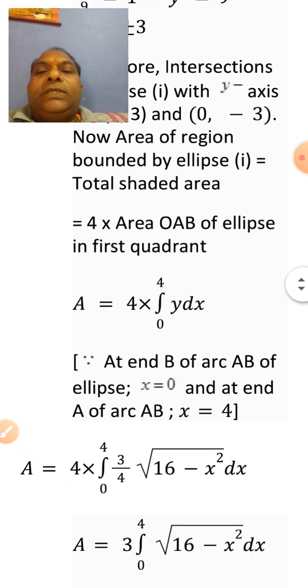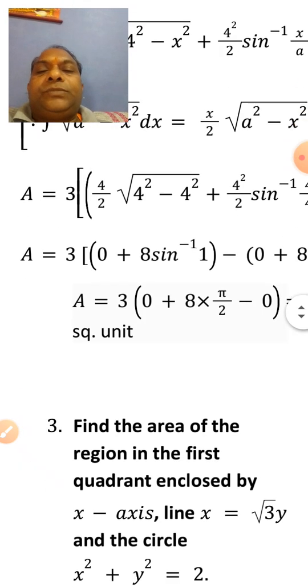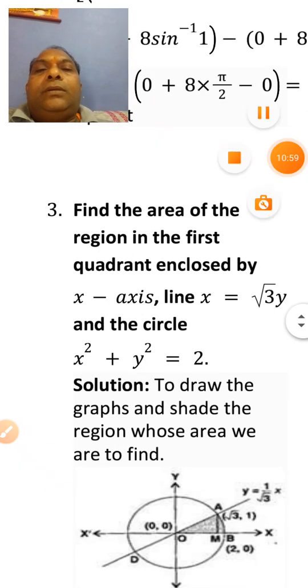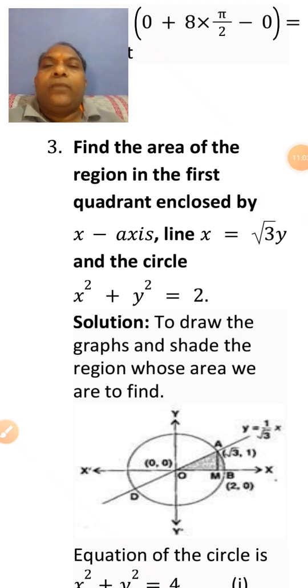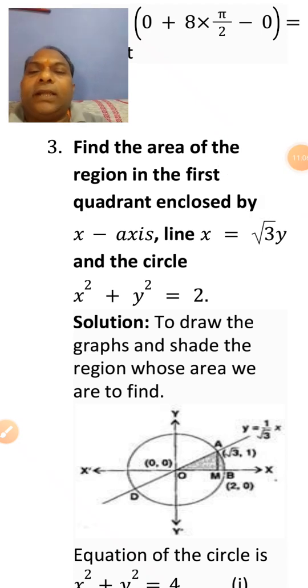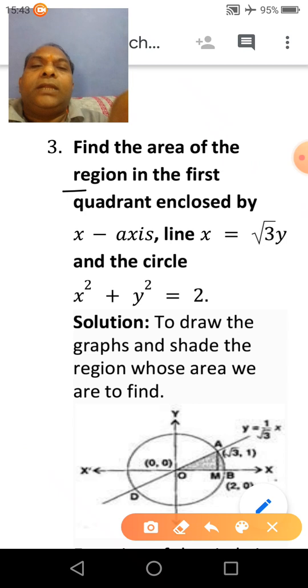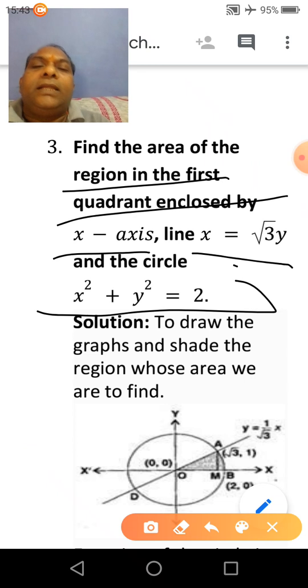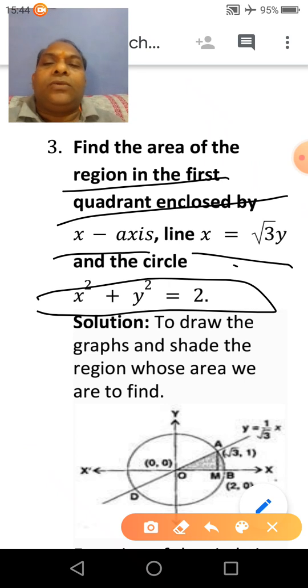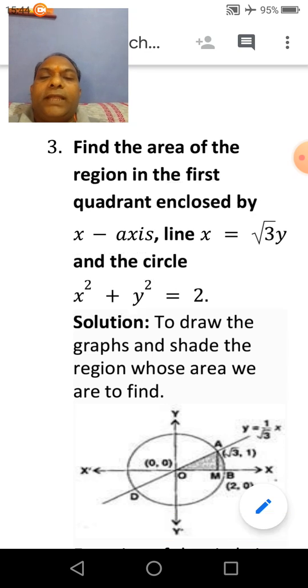Now see the next question. The next question, find the area of the region in the first quadrant enclosed by x-axis, line x is equal to root 3 y and the circle x square plus y square is equal to 4. So draw the graph and the said region whose area we are to find.